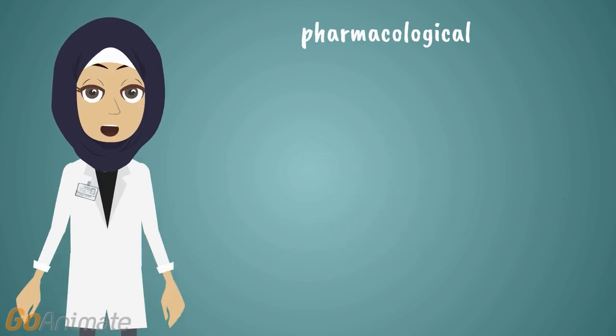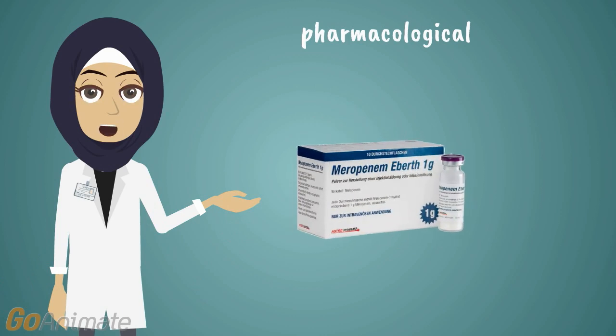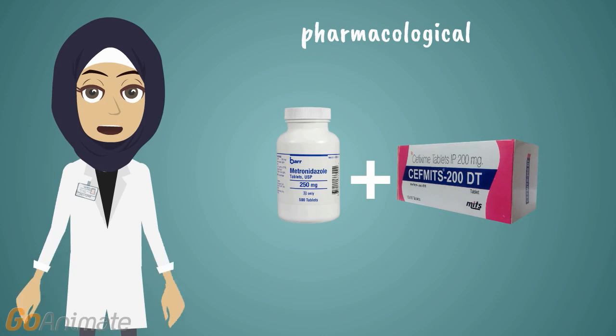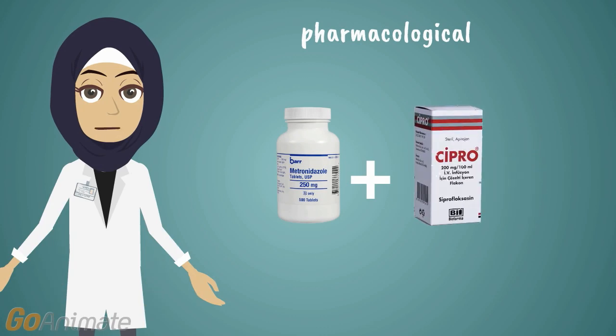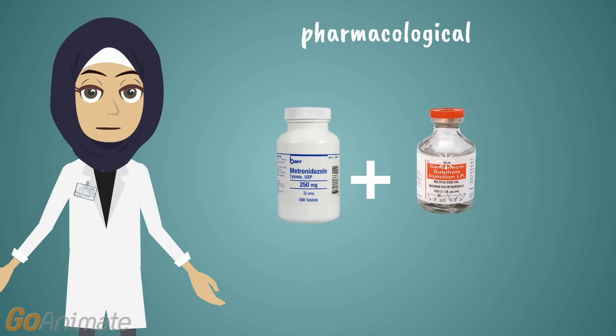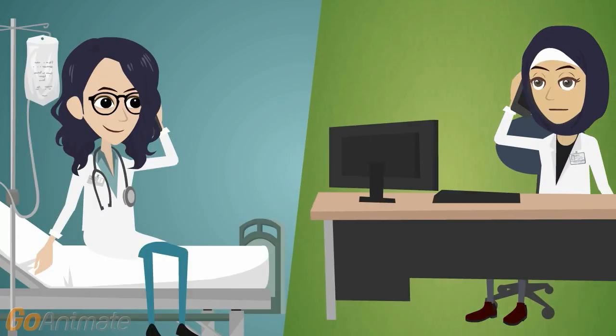For severe community acquired infection, we can use monotherapy such as piperacillin tazobactam or meropenem, the last line agent, or combination therapy as metronidazole with a third or fourth generation cephalosporin, or ciprofloxacin, or levofloxacin, or aminoglycoside. There's one thing to remember. The antimicrobial therapy should be limited to 4 to 7 days depending on the patient's clinical response to therapy.